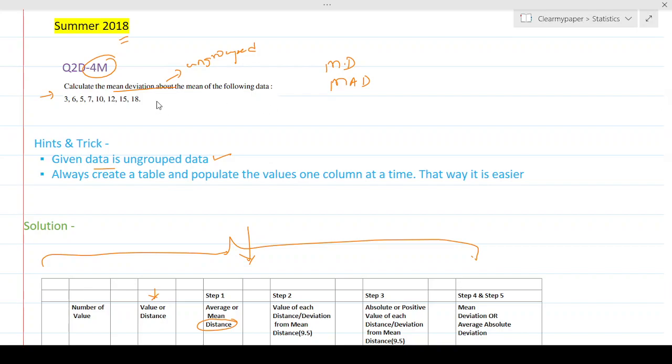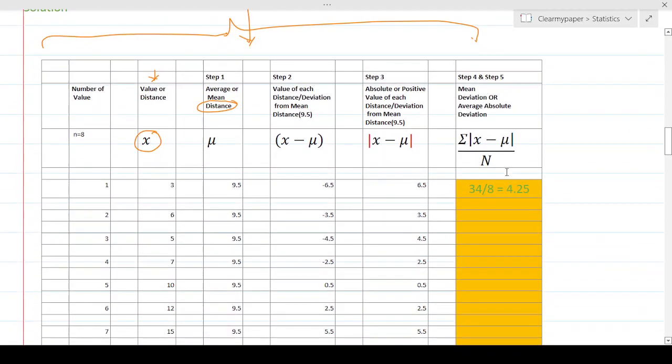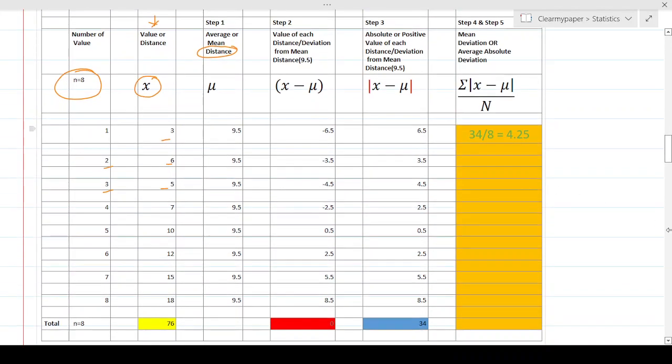So this is what we'll call X. And if you count this, how many values do we have? 1, 2, 3, 4, 5, 6, 7, 8. So the total number of observations, n, is equal to 8, or the frequency is kind of 8. And that's what I put here, the number of observations n is equal to 8, and I've listed down the first value is 3, the second is 6, the third is 5, and so on and so forth.